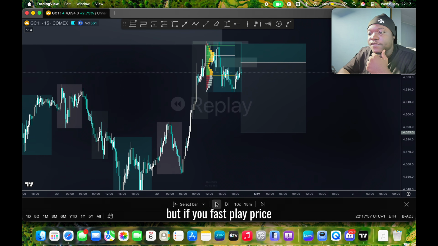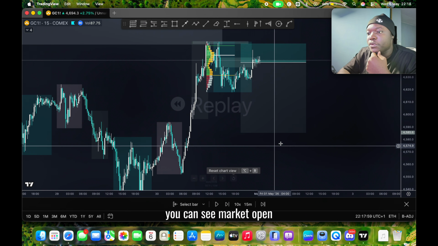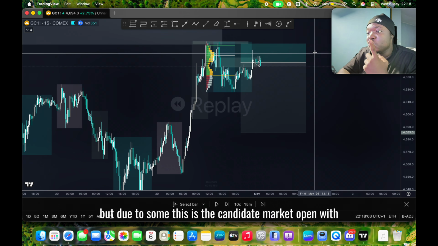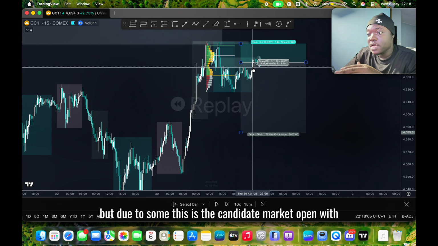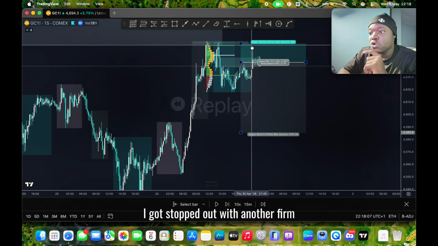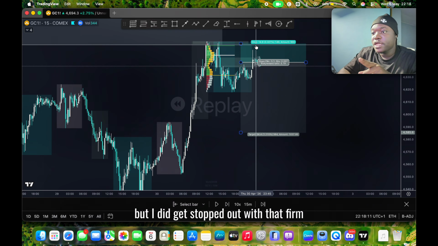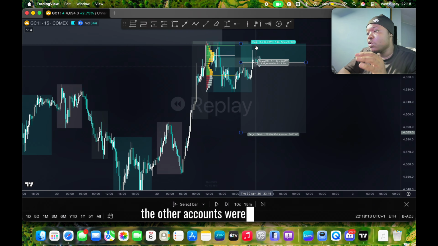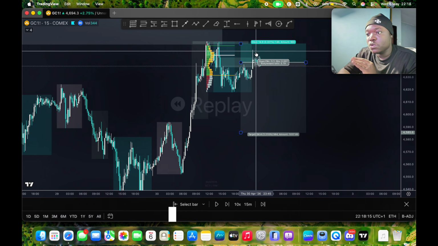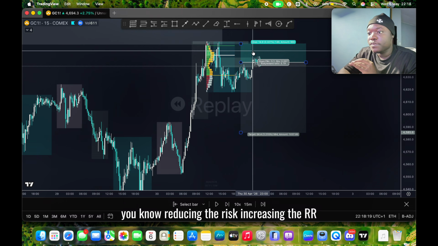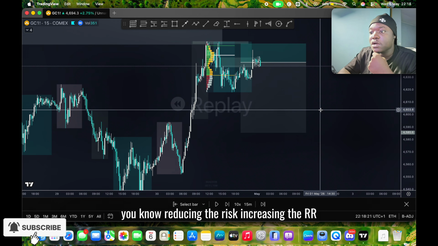But if we fast play price, you can see market open. This move right here triggered me, but because it's a candle at market open, I got stopped out with another firm. I won't mention the firm's name, but I did get stopped out with that firm. The other accounts were intact, good. They even triggered me somewhere around this area right here, reducing the risk, increasing the RR.